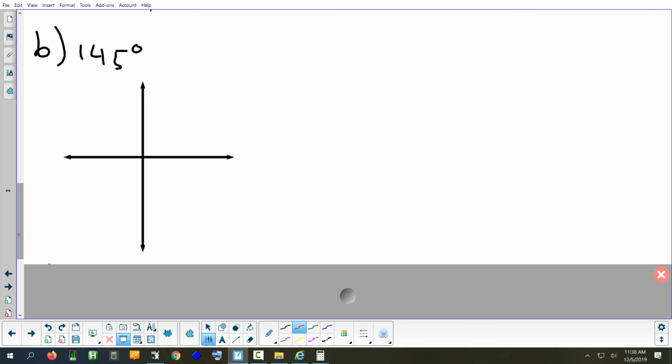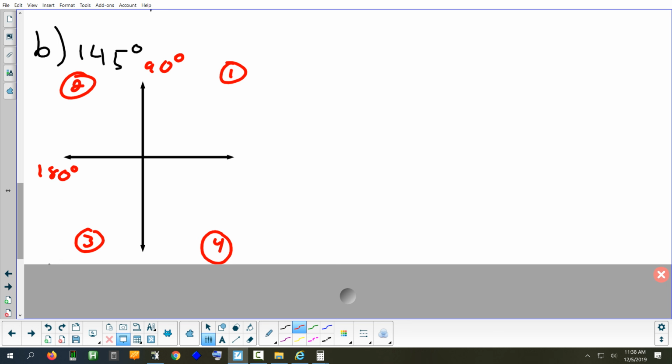Well, which quadrant is the terminal side going to be in? Yeah, it's going to be in quadrant 2. Now, can somebody be a little more specific? Is it going to be closer to the 90, closer to the 180, or right in the middle? Remember, this is 90, this is 180. So try to think about where 145 would be. Yeah. Right in the middle.